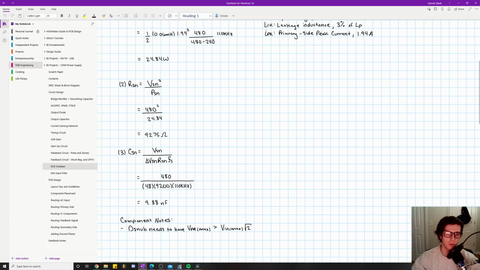Then we have RSN, which I approximated to be 9,200. Then we have our switching frequency, which again, we already have established that we specified that. So we get a CSN value of 9.88 nanofarads. So again, just make sure your snubbing capacitor is appropriately rated for voltage.